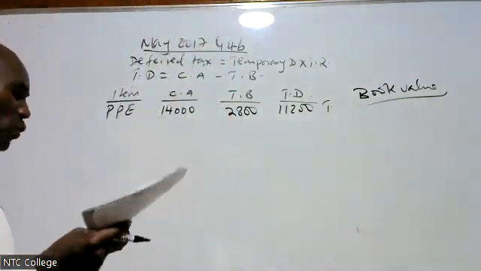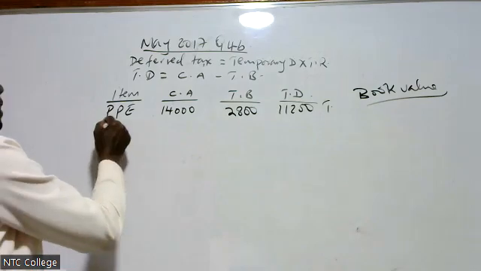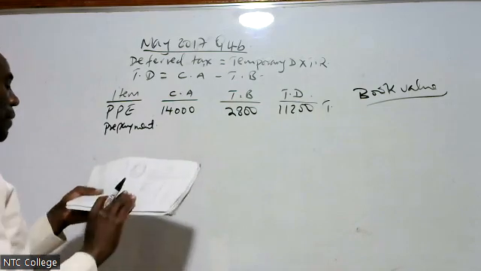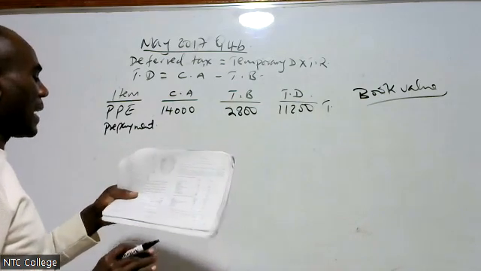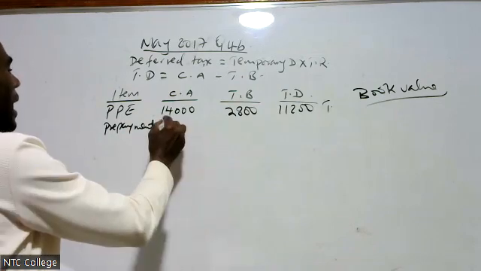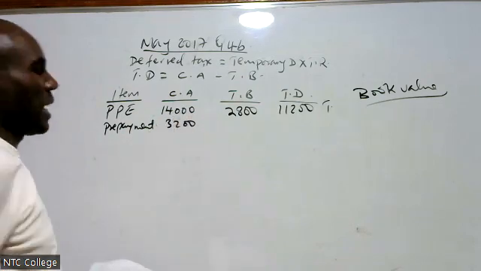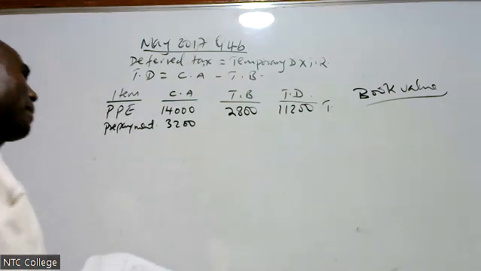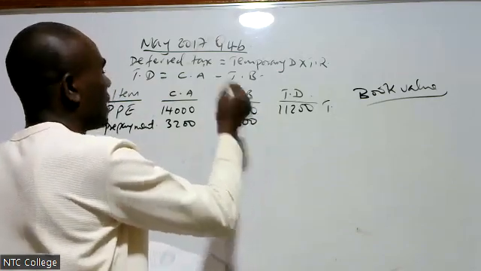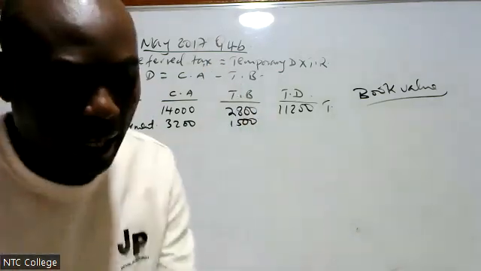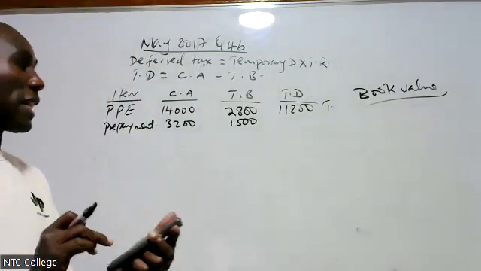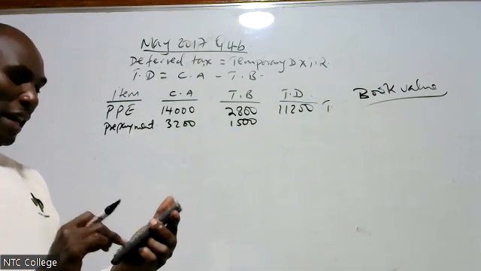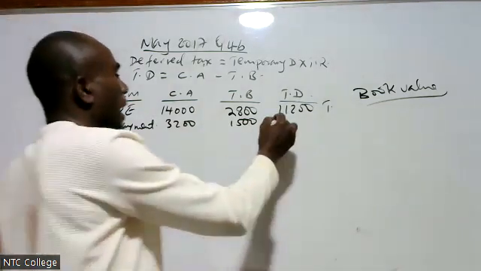I go to note item number 2, prepayment. Prepayment from the balance sheet, examiner has given me the value of prepayment as 3,200. When you check in the balance sheet, prepayment is 3,200. What is the tax base? Examiner is telling me the tax base is 1,500. Therefore, what will be the temporal difference? The temporal difference will be 3,200 minus 1,500, which is 1,700.